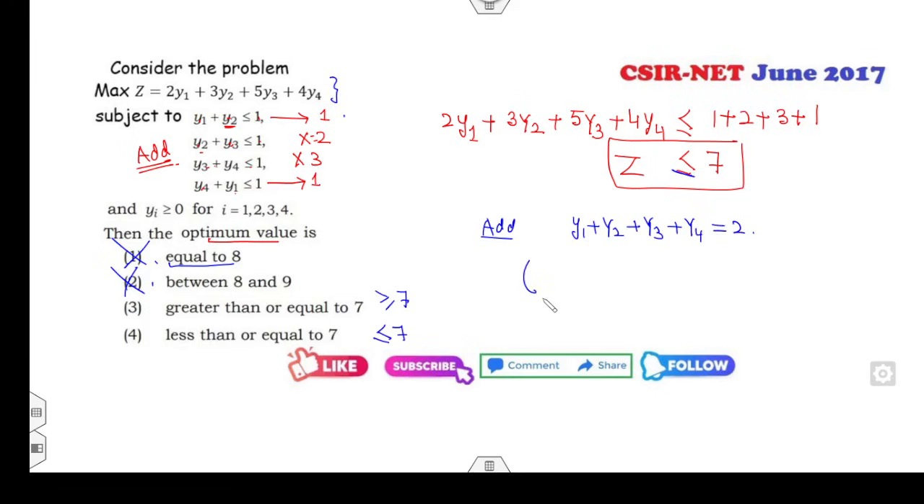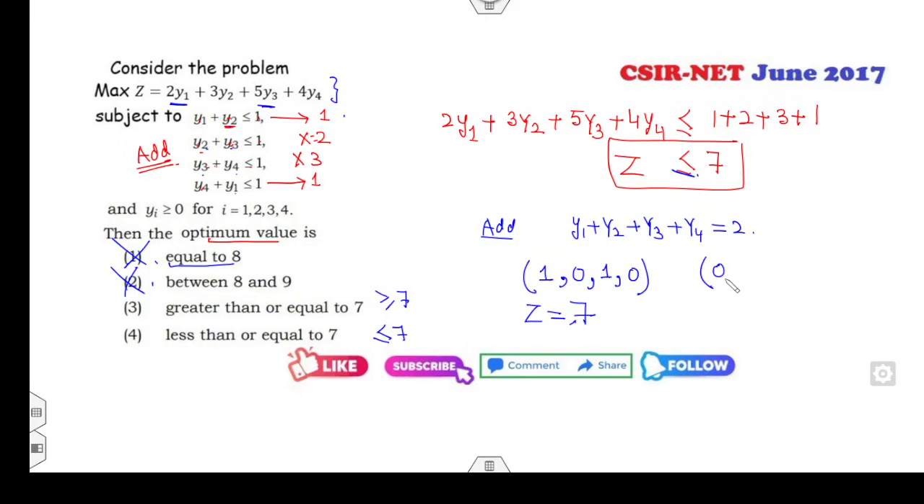So you can make any pair you like. Let's say you take y1 as 1. Then how much is y2? 0. If y2 is 0, y3 will be 1. Fine. If y3 is 1, y4 will be 0. And corresponding to this case, the answer of z will be 2 plus 5, 7. So it cannot be greater than 7; 7 is the answer.